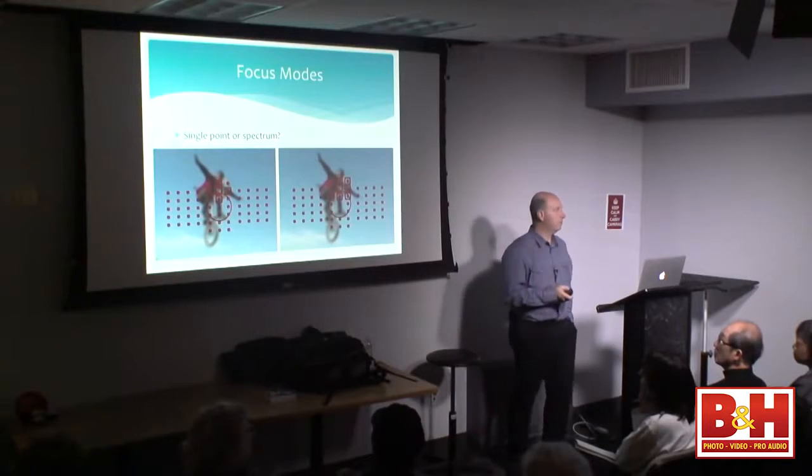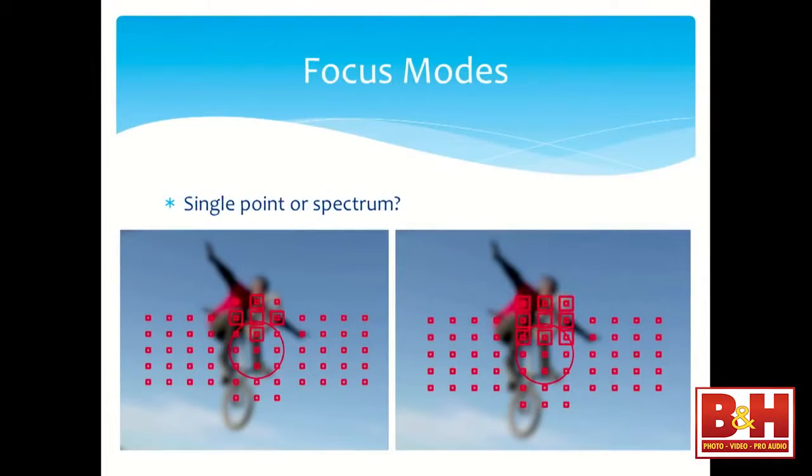So, focus modes. Single point or spectrum. Now I've got here different kinds of spectrums. I didn't do a single point, but I grabbed this off Canon's website. A single point would be turning on just one particular dot here. I generally shoot in a single point mode most of the time, probably 95% of the time. The Olympics is different because the action is so fast, because they're such amazing athletes, that sometimes I'll go into a spectrum to give myself a little bit more leeway, depending on the sport.